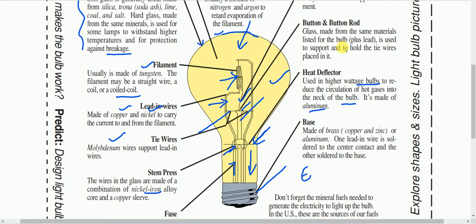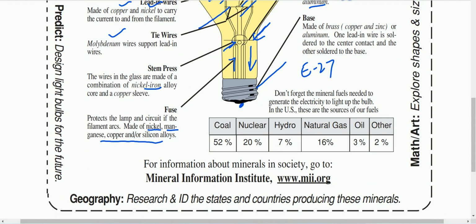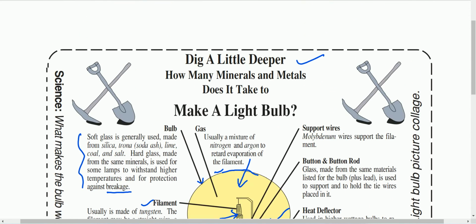And here this is the base. So this is E27 type, made of brass. Actually the base is made of brass, copper and zinc, or aluminum, and one lead-in wire is soldered to the center here, and the other soldered to the base. So this is the story about the making of an electric bulb. Okay, so this is just an example.